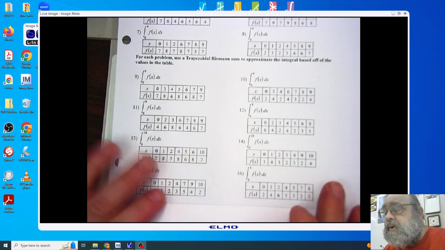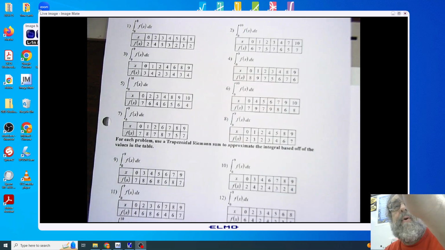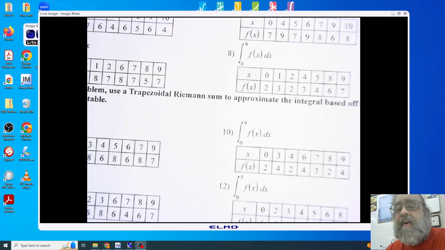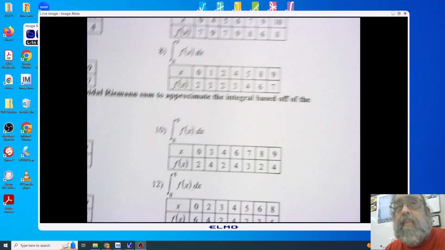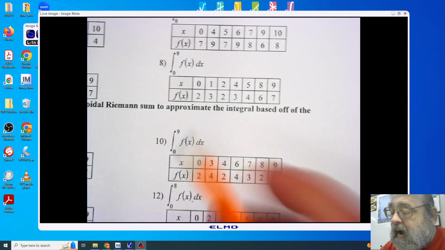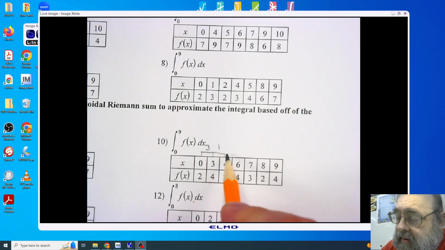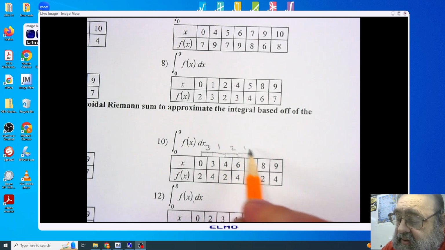Alrighty. So we're going to zoom in on number 10, and we're going to go ahead and do it, keeping in mind that we are talking about using all of the values in the given table. So that means that I have to go from 0 to 3, which is a gap of 3. 3 to 4 is 1. 4 to 6 is 2. 6 to 7 is 1. 7 to 8 is 1. And 8 to 9 is 1.